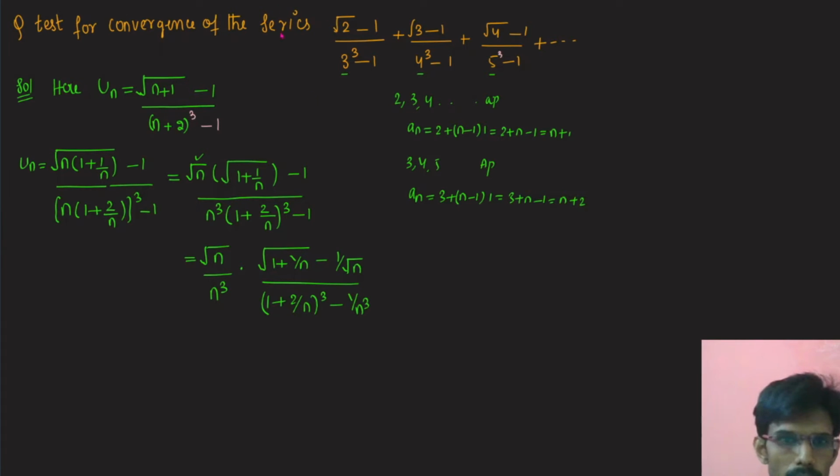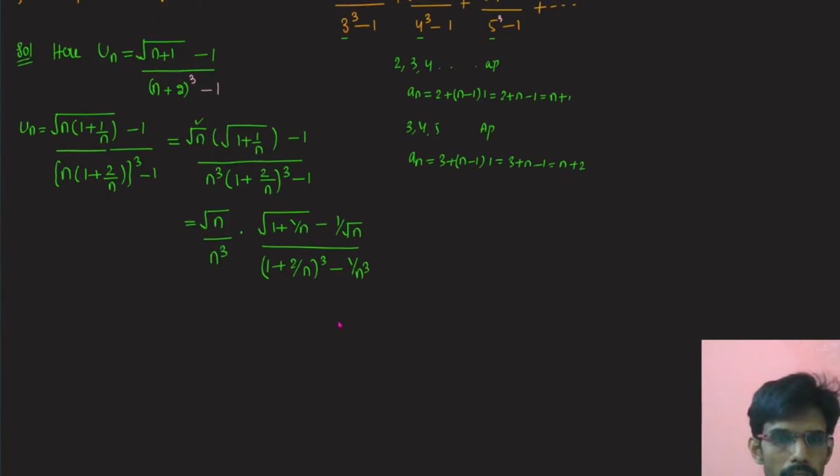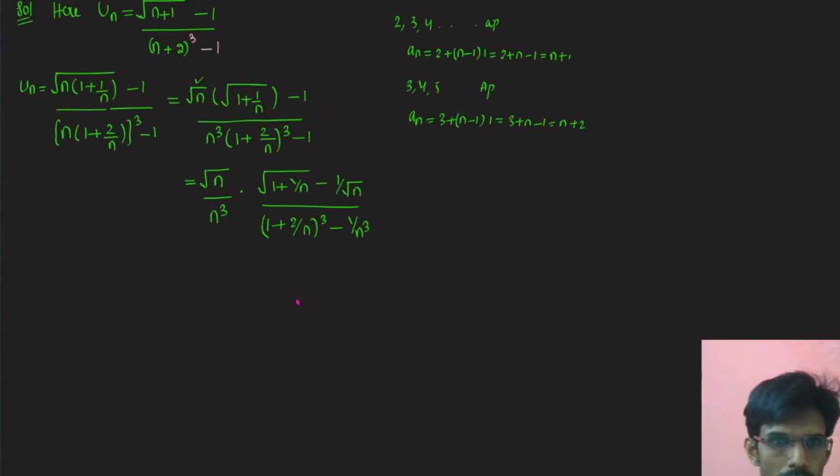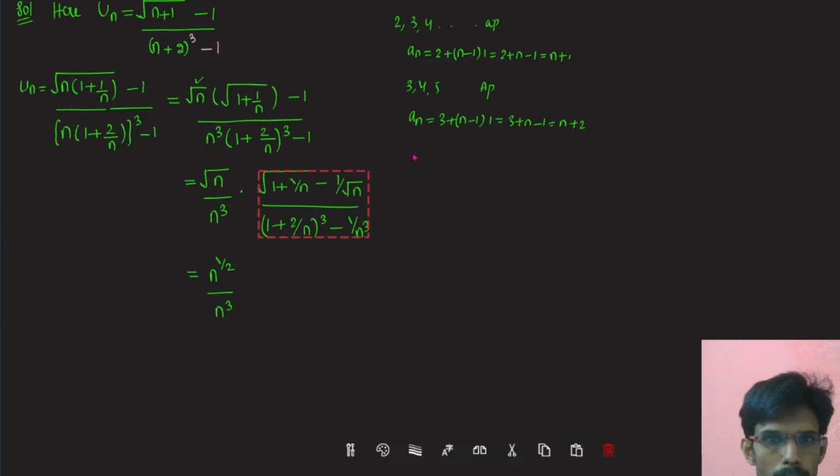Now here we have this root n, which can be written as n power of 1 by 2 upon n cube. Now this term can be copied. So we have this term.